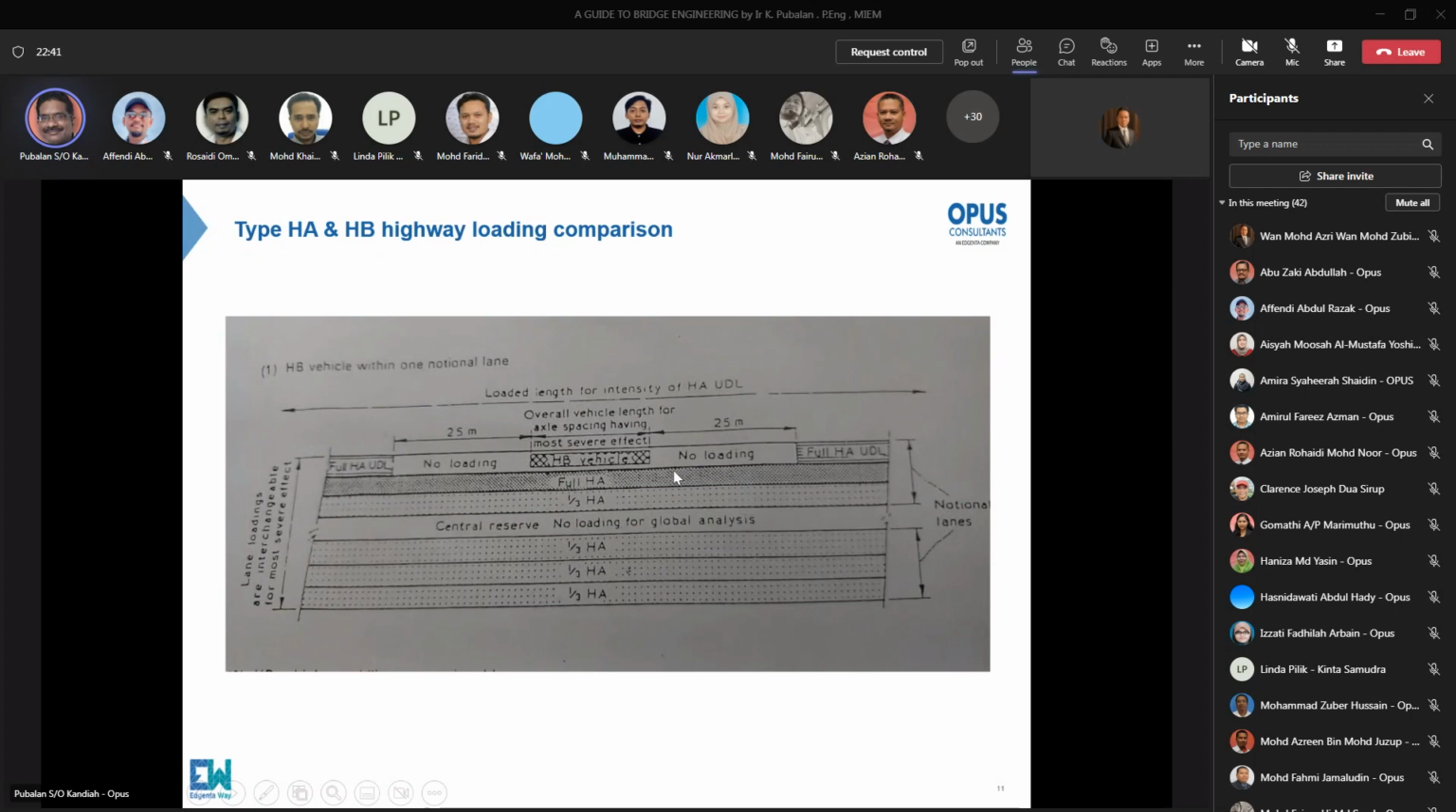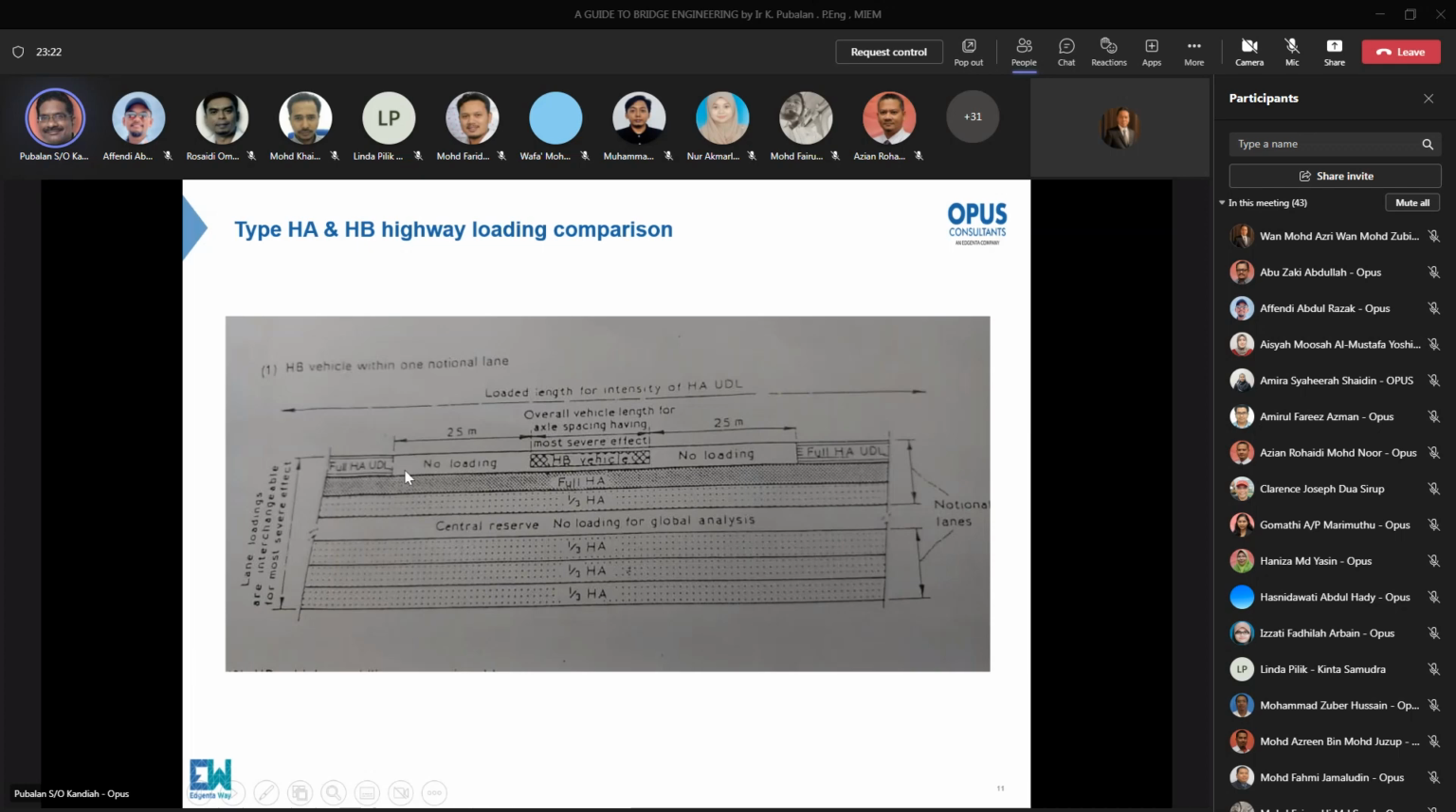You know, so whenever you consider an HB vehicle, you must allow no loading for 25 meter and 25 meter in the front and the rear. There should not be any loading. At the back of it, you can have your full HA and full HA. So in terms of an economic design, on the other lanes, you can consider 1/3 of the HA because the HA itself is already conservative enough. So you just need to consider 1/3 of HA for other lanes, you know.